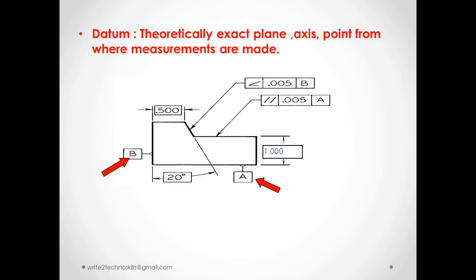The next term which we should know is datum. So what is meant by datum? Datum is a theoretical exact plane, or it may be axis, or it may be a point also, from where the measurements are made. So that is the datum definition. You can see here, these are all the symbols of datum, primary datum and secondary datum. So there are three datums in the GD&T: primary, secondary and tertiary datums.